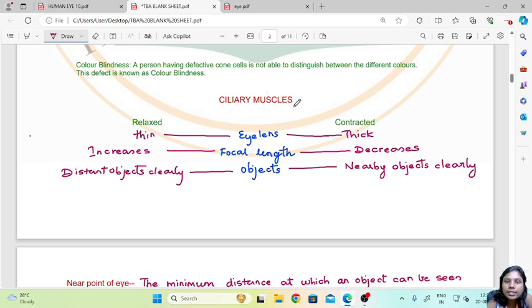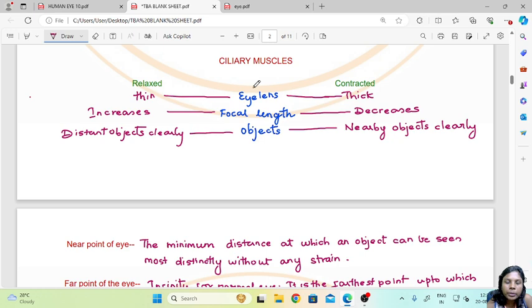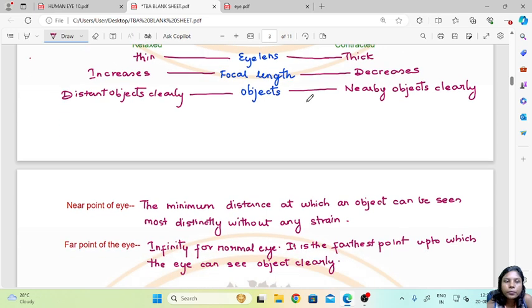Next, let's look at the ciliary muscles. When we were talking, we said the ciliary muscles relax and contract. So now what happens on relaxation? We have three major things to look at: the eye lens, focal length, and the object view. When the ciliary muscle is relaxed, the eye lens becomes very thin. In the same way, when it is contracted, the eye lens thickens up. Focal length increases when the ciliary muscle is relaxed, and it decreases when the ciliary muscle is contracted.